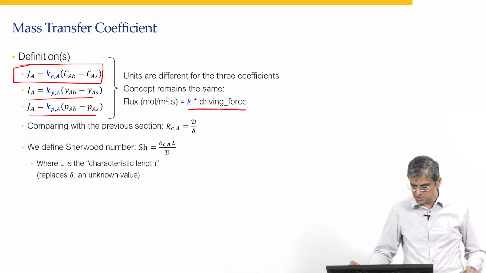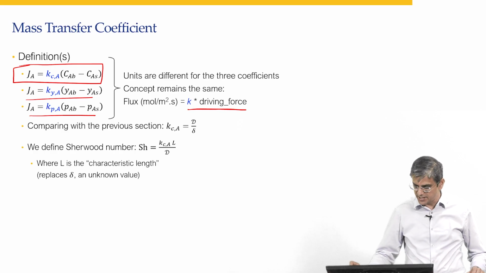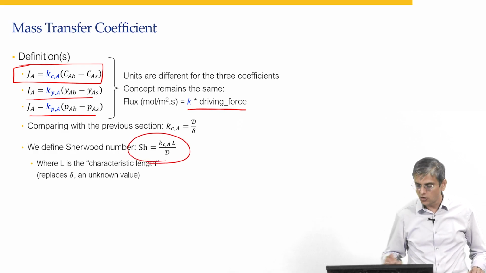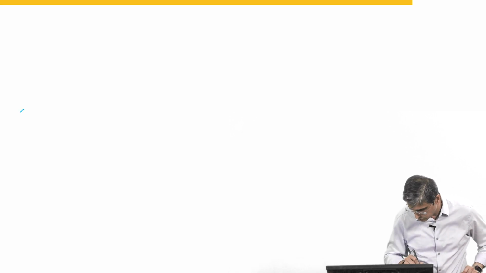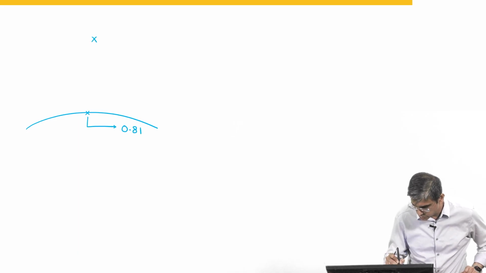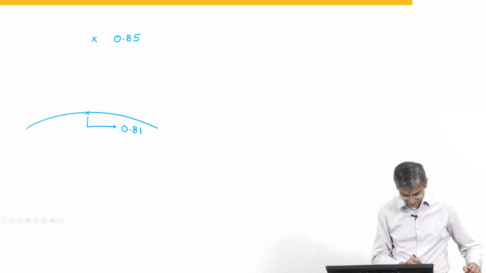Then the question is, where do you obtain this k from? We obtain this k from Sherwood-Rumber relationships. So, let us think about the case that we talked about in the previous class. The concentration over here is 0.81, and the concentration in the bulk is 0.85.